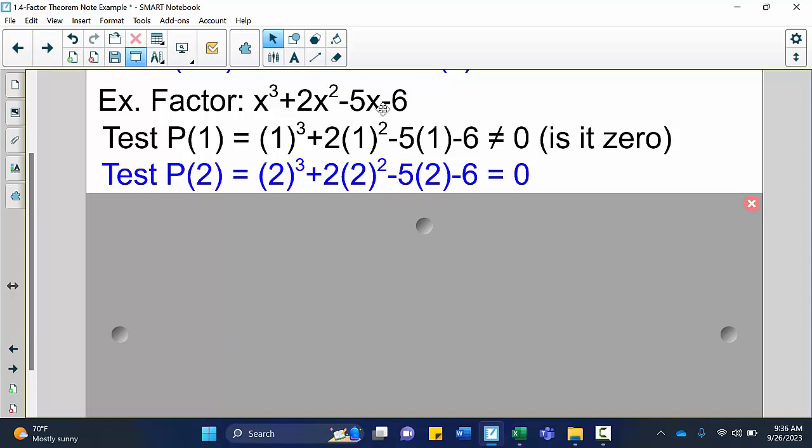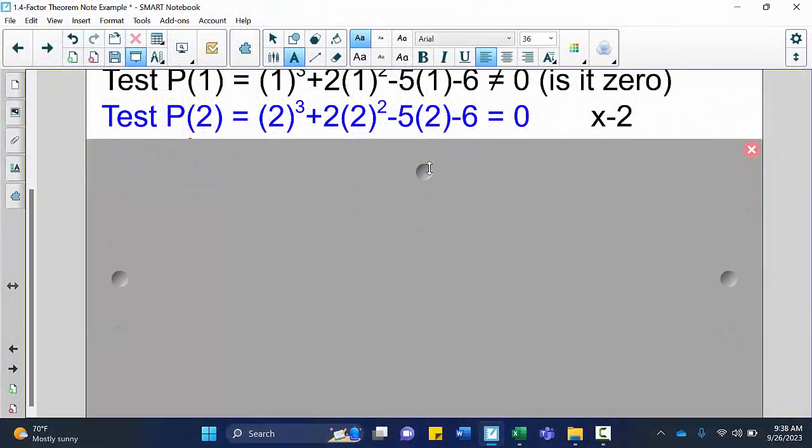I'm basically trying nice small numbers that'll divide evenly into -6 because that will make the question a little bit easier. Here when I plug in the 2, I get 8 plus 2 times 4 is another 8. So it's 16 out front, minus 10 minus 6, that is 0.